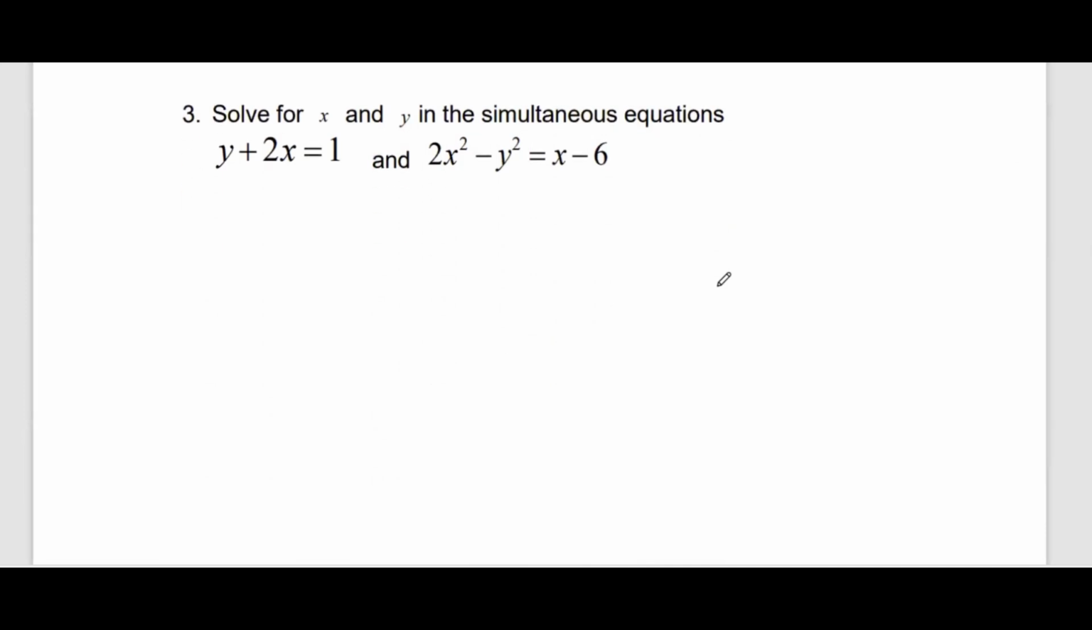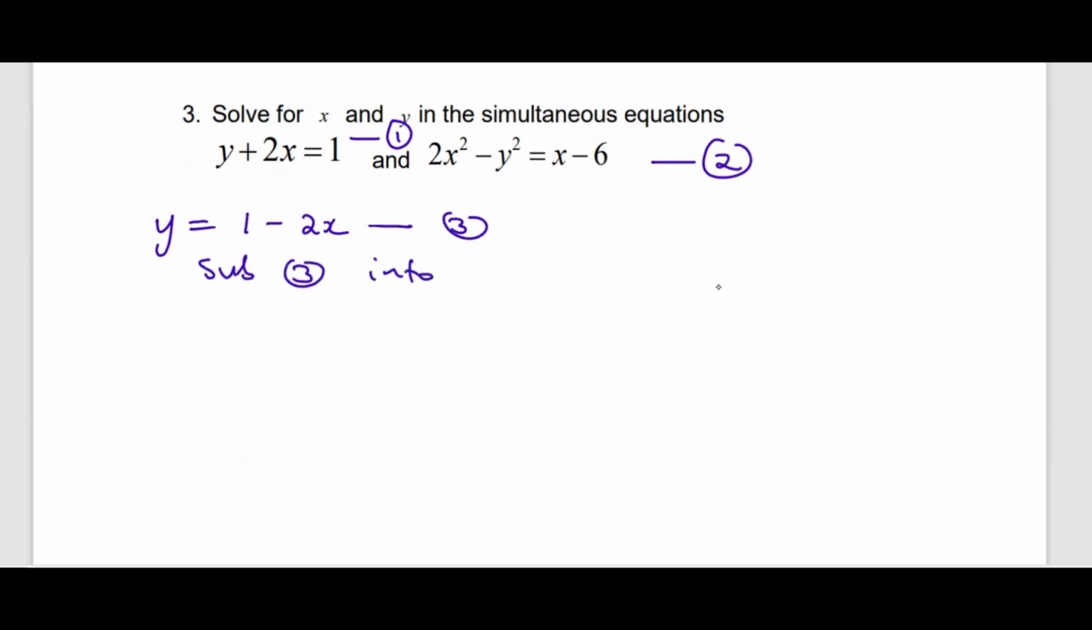Number 3, we have more or less the same thing. y plus 2x is 1, 2x squared minus y squared is equal to x plus 6. So let's call this equation 1. Let's call that equation number 2. From 1, I'll make y the subject, which is 1 minus 2x. Let's call this equation 3. And then they want us to substitute equation 3 into equation number 2.